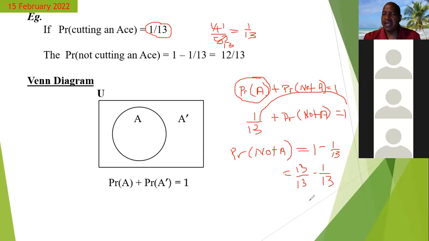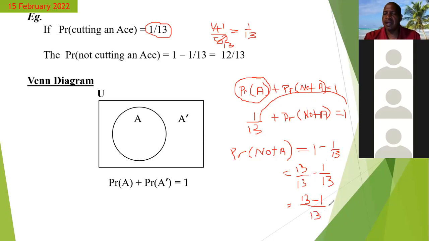And so now we have 13 over 13, which is the same as 1, subtract 1 over 13. Now the two of them have the same denominator, so we can just subtract the numerator. So the numerator would be 13 for the first fraction, 1 for the second one. So we take away 1 from 13 and we put back that result over 13. So 13 minus 1 over 13.